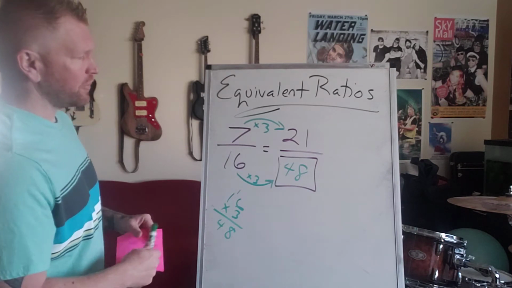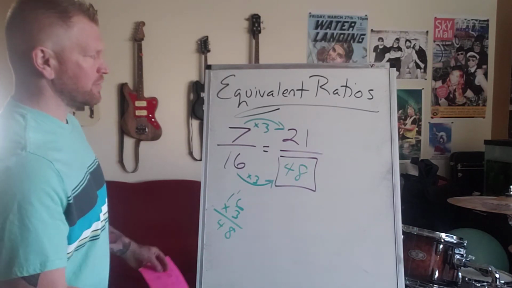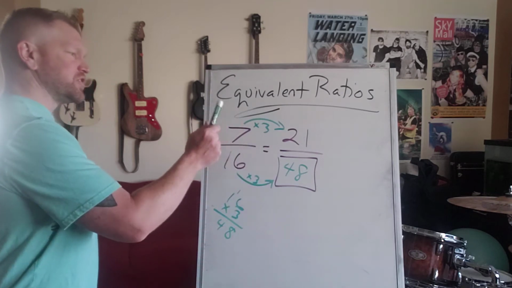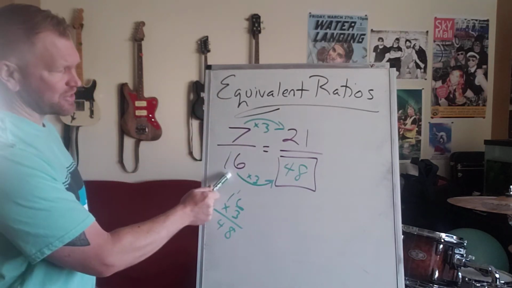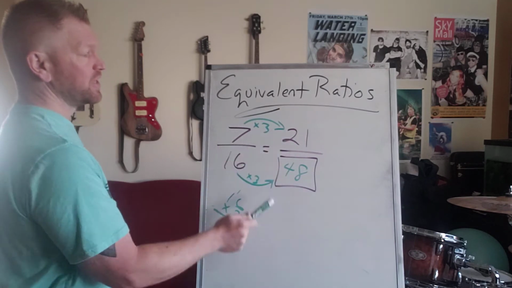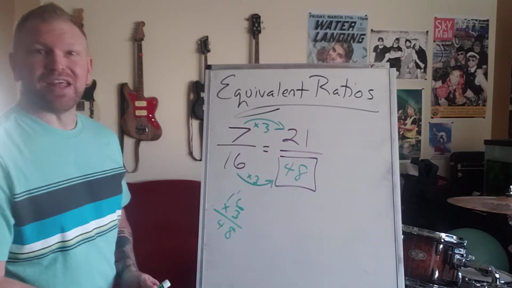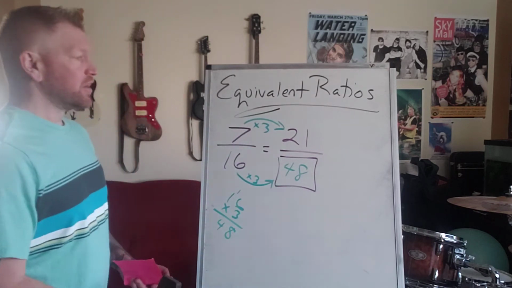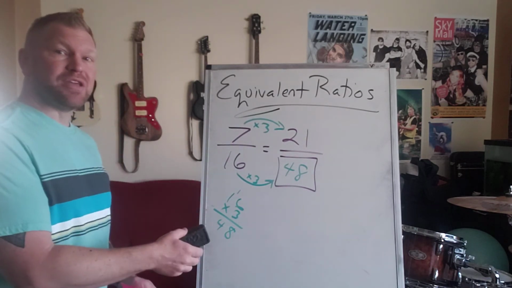So if you were making a recipe and it called for 7 ounces of this and 16 ounces of this, if you're going to triple the recipe, that means you need 21 ounces of this and 48 ounces of that. And that's how you create the equivalent ratios. Pause the video if you need to. I'm going to keep erasing and keep doing more examples.